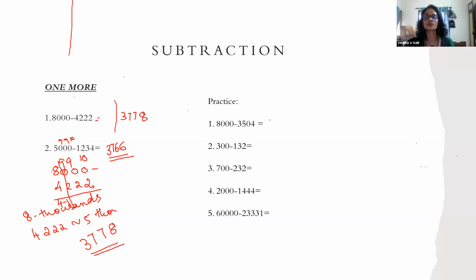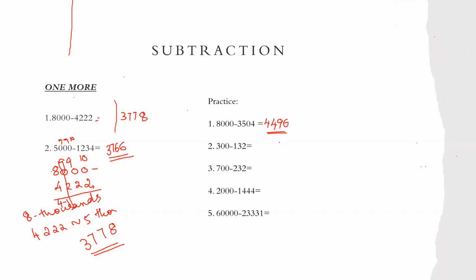Okay, now let us do some practice problems. Let's apply this. Tell me the answer. 10 minus 4, 6. Yes. 9 minus 0, 9. Yes. 9 minus 5 equals 4. And 8 minus 3 equals 5. 5 minus 1 equals 4. Very good. Next one. 10 minus 2 equals 8. 10 minus 3 equals 6. 3 minus 1 equals 2. 2 minus 1 equals 1.